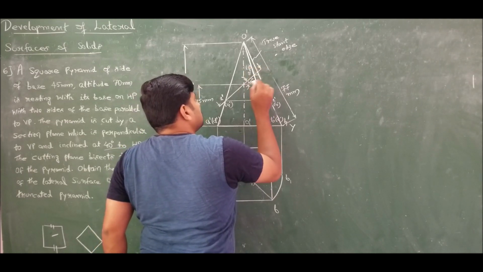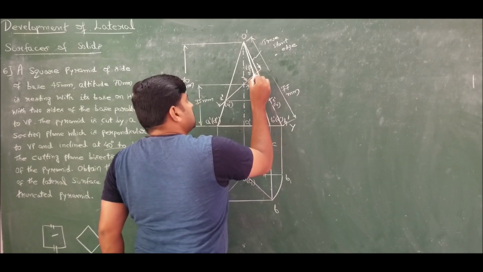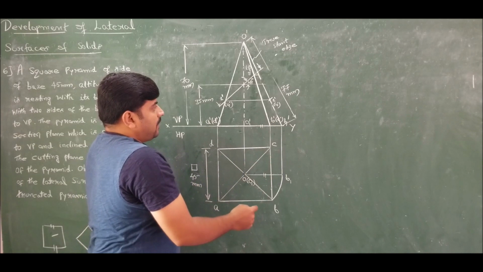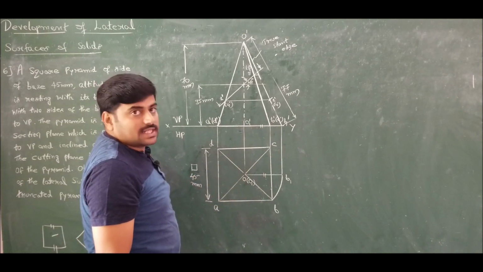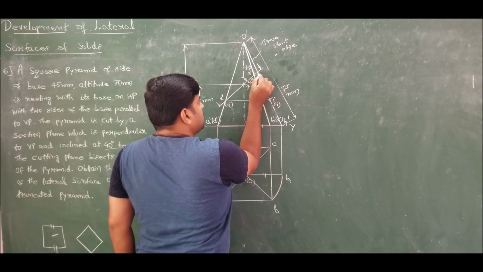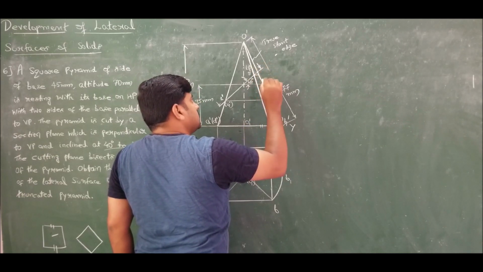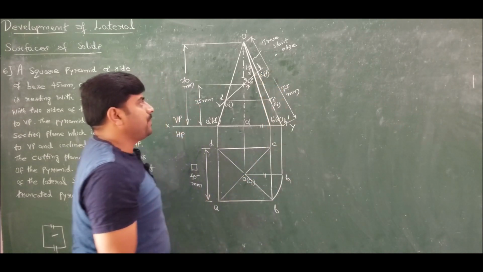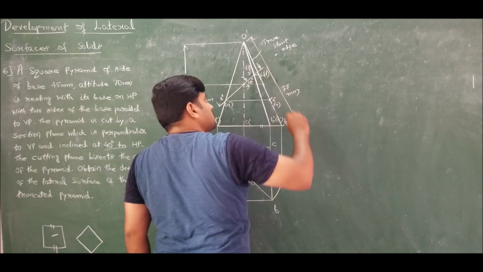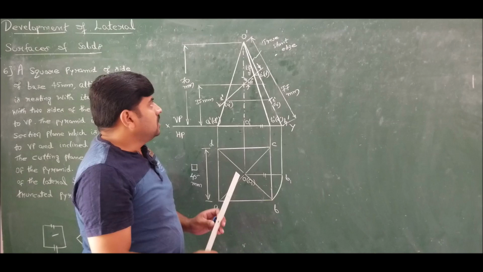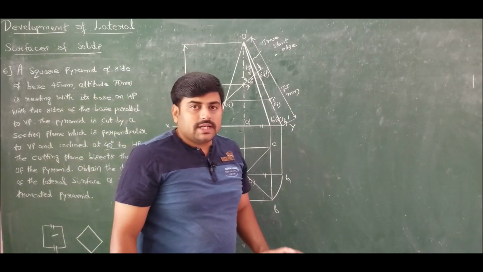Here we add 2 dash 3 dash, where the cutting plane cuts the apparent slant edge B dash O dash and C dash O dash. Now I am transferring it to the true slant edge. So this will become 2 dash and 3 dash for development, and this length is measuring 77 millimeters. Hope you followed. Now let me go for the development.